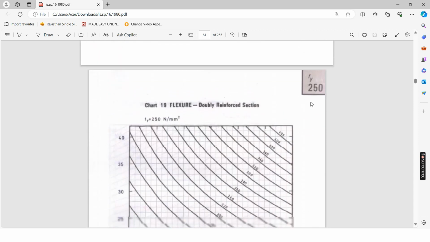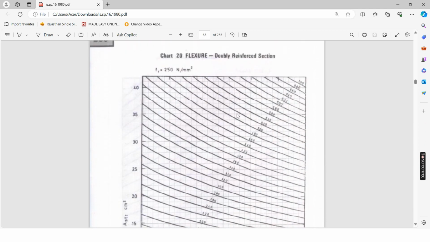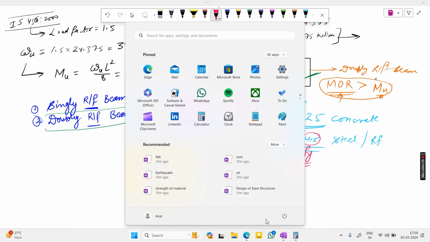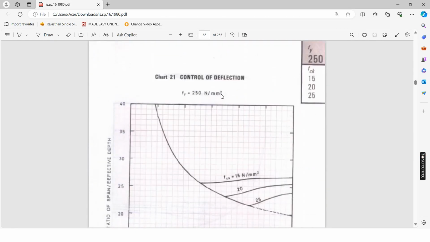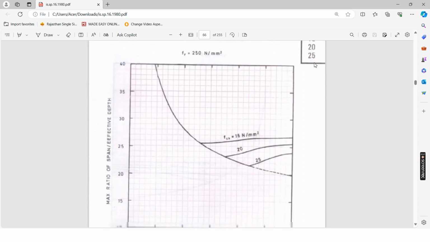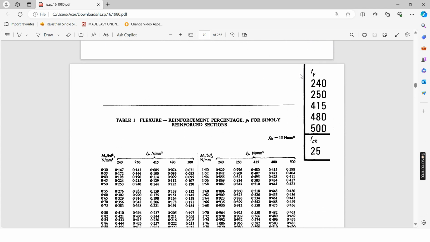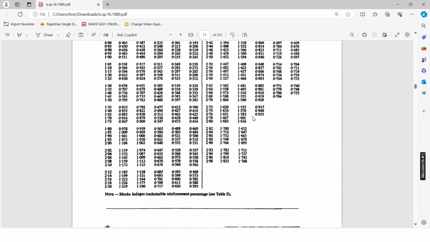So you can see for fy 250 you have to check this chart. But what we have is fy of 415, that I have given to you in the problem. You can see 415 is our fy. This is called fy, the yield strength of the steel bar. So we have to take 415 as fy. So you have to just search the chart. This is fy 250, and if you go below, then you can see singly reinforcement in table form also.